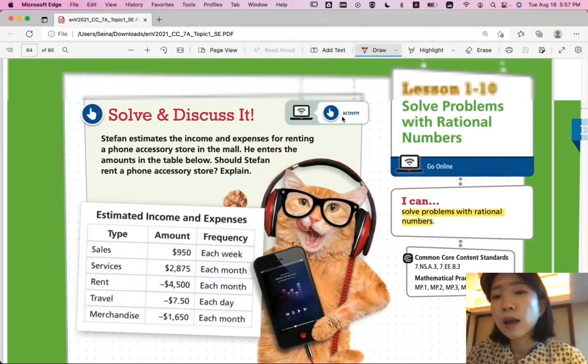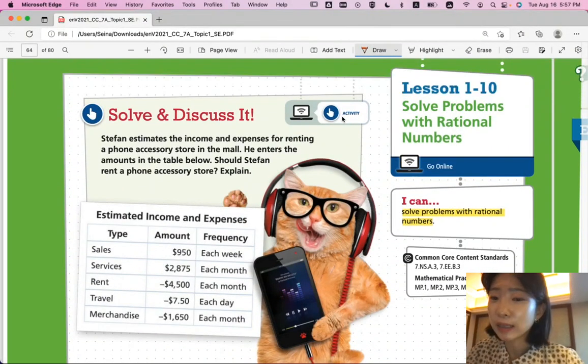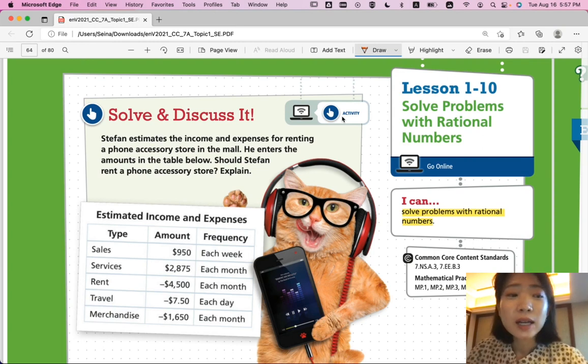Hi, this is Pre-Algebra Lesson 1-10, Solve Problems with Rational Numbers. In this lesson, we'll be able to solve problems with rational numbers. Let's start with solve and discuss it.